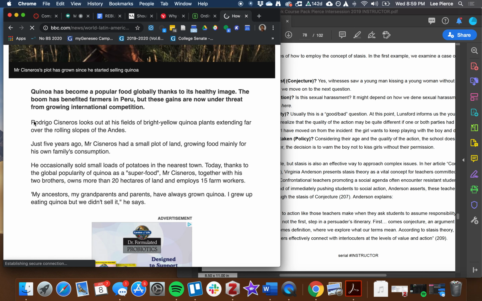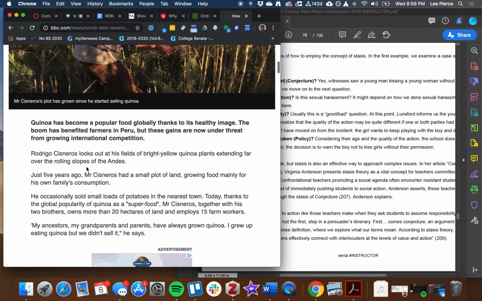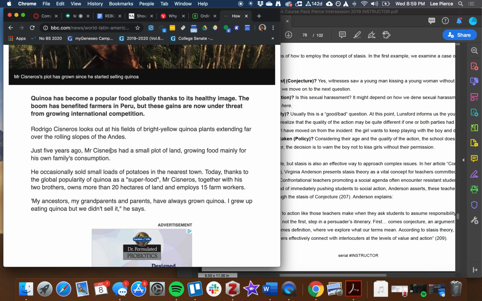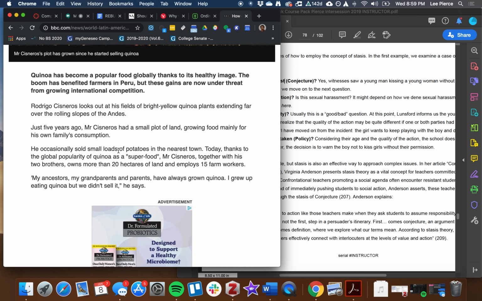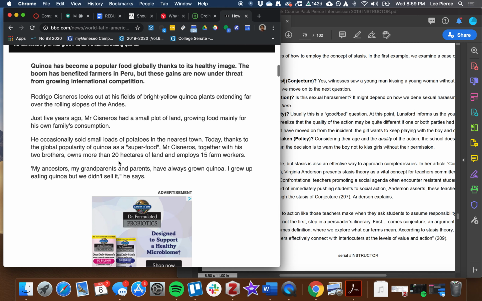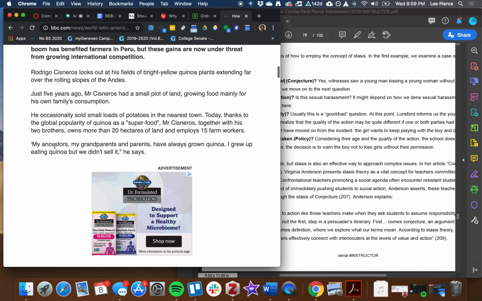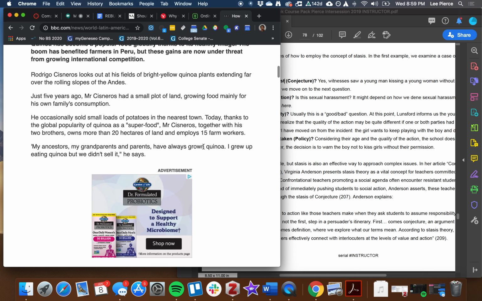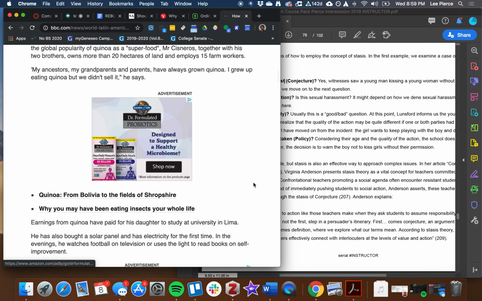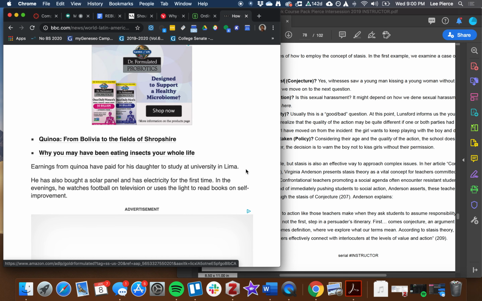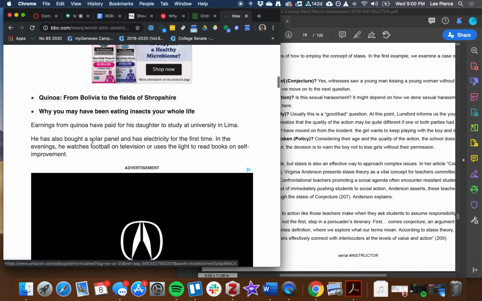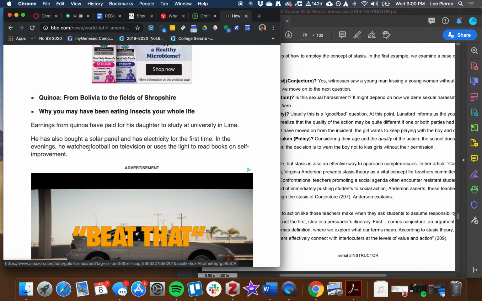Here we go. This is lovely. This tells the story of Rodrigo Cisneros, who looks out at his fields of bright yellow quinoa plants extending far over the rolling slopes of the Andes. Just five years ago, Mr. Cisneros had a small plot of land growing food mainly for his own family's consumption. He occasionally sold small loads of potatoes. Today, thanks to the global popularity of quinoa as a superfood, Mr. Cisneros, together with his two brothers, owns more than 20 hectares of land and employs 15 farm workers. My ancestors, my grandparents and parents have always grown quinoa. I grew up eating quinoa, but we didn't sell it. Earnings from quinoa have paid for his daughter to study at university in Lima. He also has bought a solar panel and has electricity for the first time. In the evenings, he watches football.